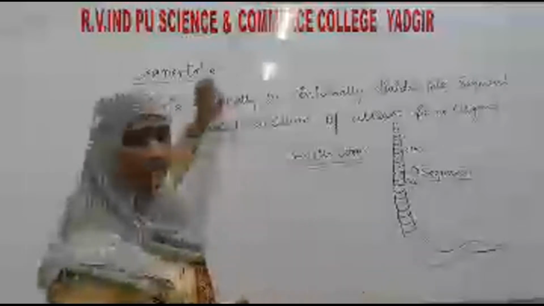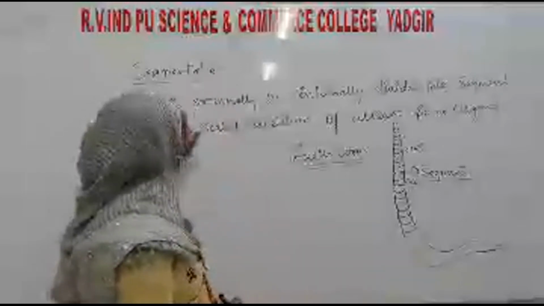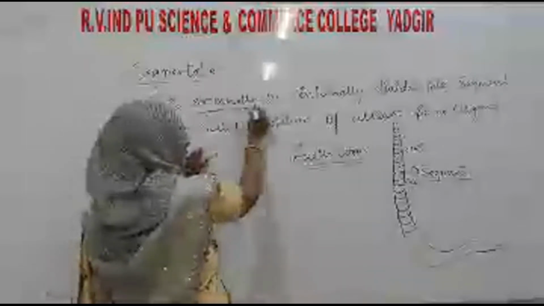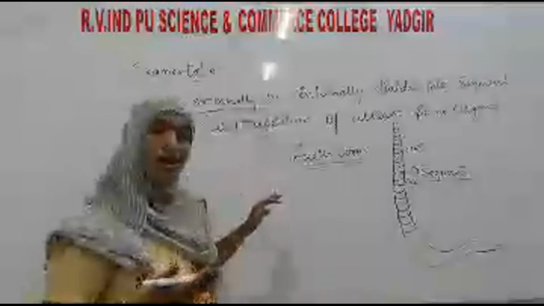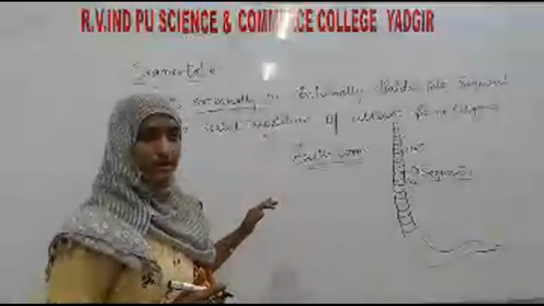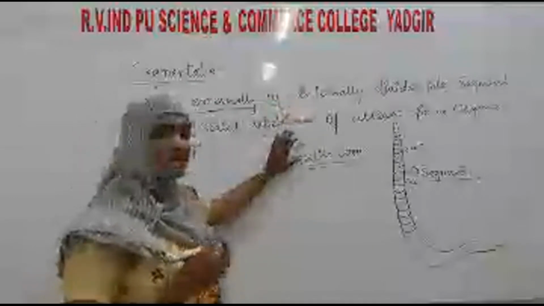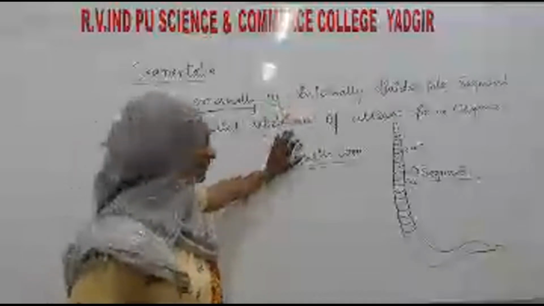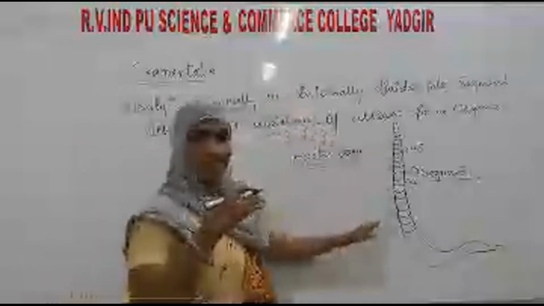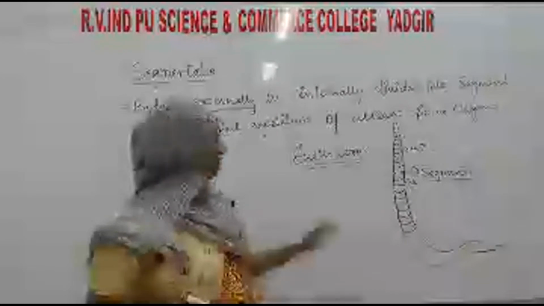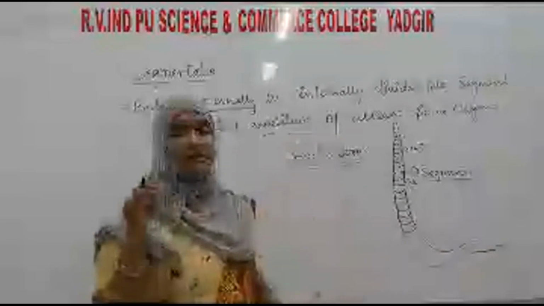So, what does segmentation mean? The body is divided externally, from outside, or internally, from inside, into segments with a serial repetition. Serial means segmentation takes place one by one, with repetition of at least some organs.